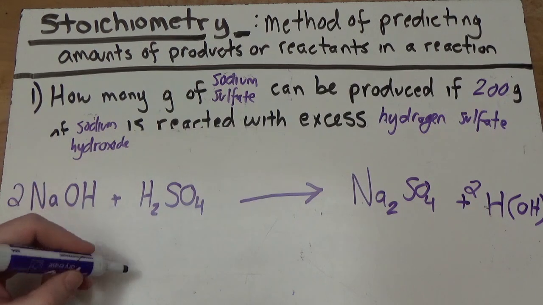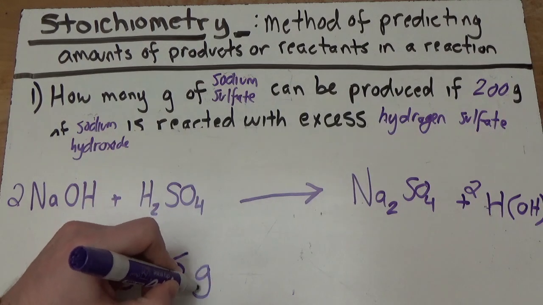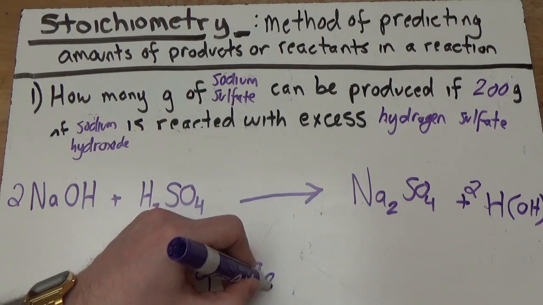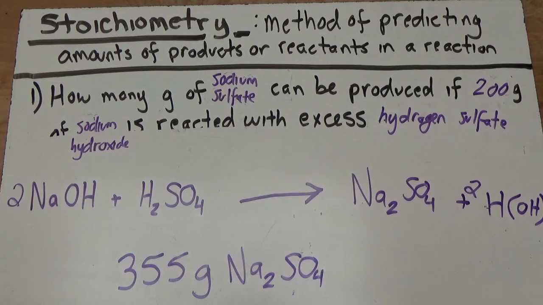If you have solved this problem correctly, you should have somewhere around 355 grams of sodium sulfate. You might have rounded slightly differently, but it should be very close to 355.